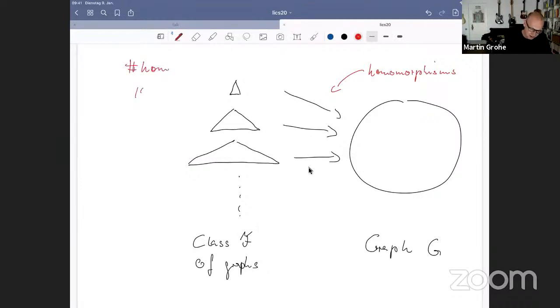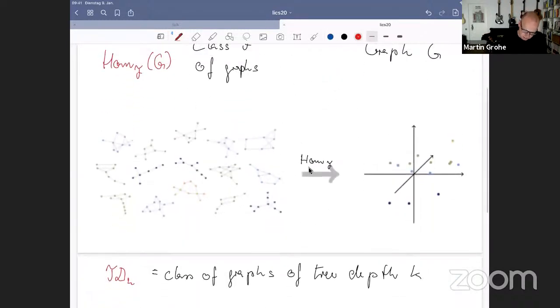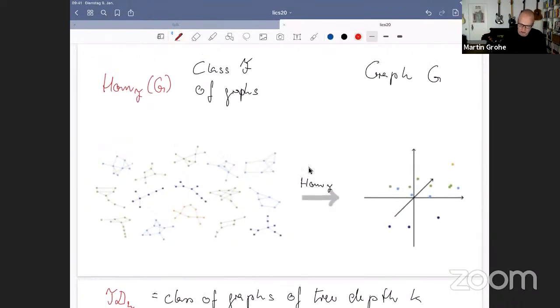So we get some numbers, 15, 267, whatever, and so on. Okay, and we collect all these numbers in a vector we call hom F of G. So what we can do this way is, if we fix the class F, we have a mapping that maps graphs into some infinite dimensional vector space. Okay, like this. So a vector embedding of graphs, and these have many applications, are quite interesting.